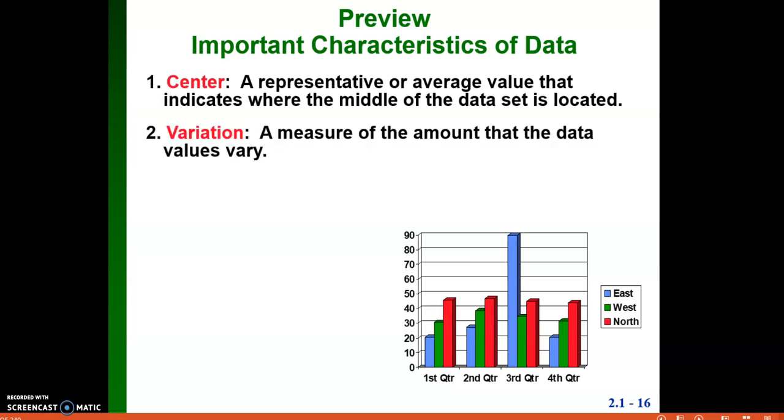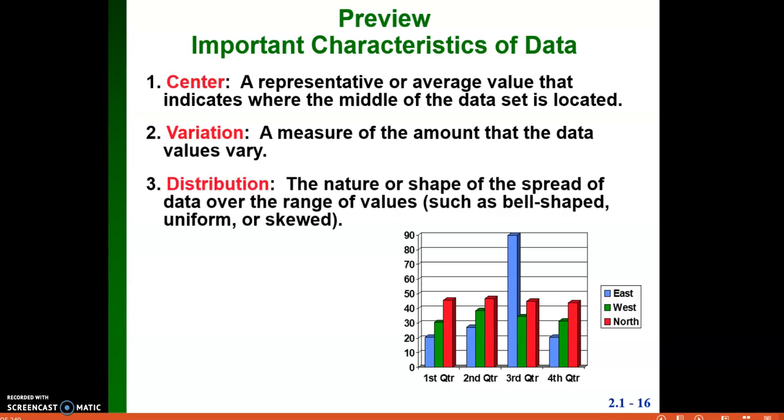Variation. Variation means a measure of the amount that data values vary. For example, if you find the mean, you have to think about the rest of the data, how far it is from the mean. Sometimes it is higher than the mean, sometimes lower than the mean. No matter what, you have to know the data variation. That's another thing you have to know about the data.